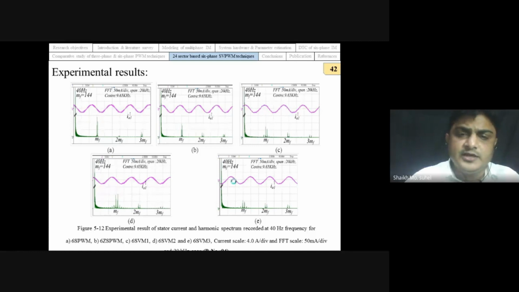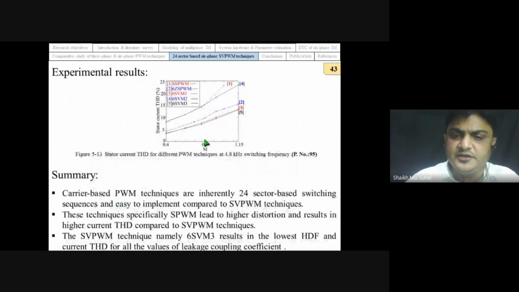We have also analyzed further, taking different values of modulation index, and we have plotted the curve. This curve also confirms that this newly developed PWM technique, the 6-phase SVM3 technique, can reduce the stator current distortion very effectively.